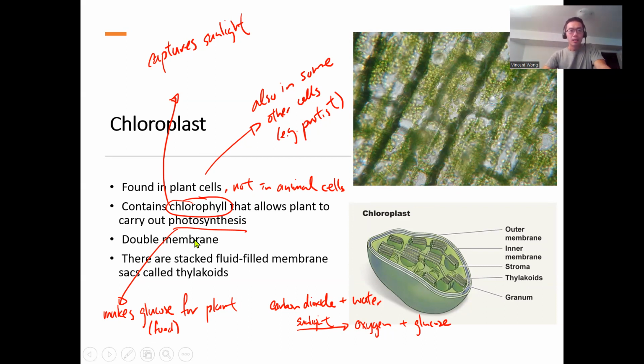Okay. Chloroplast is also double membrane, just like the mitochondria. Okay, and then there are these stacked fluid-filled membranes called thylakoids. Don't worry about the last one. I'm not going to ask you about it. Okay, just erase that. Never mind that.